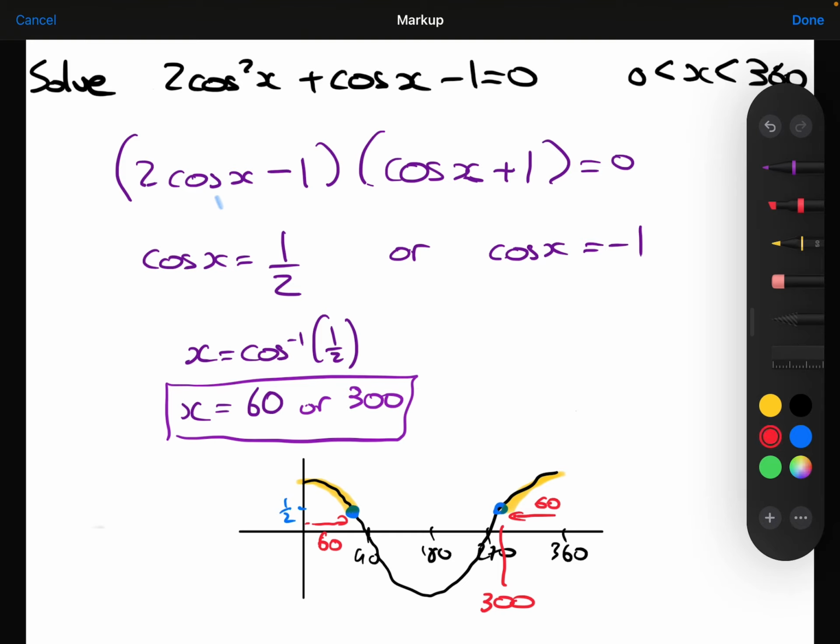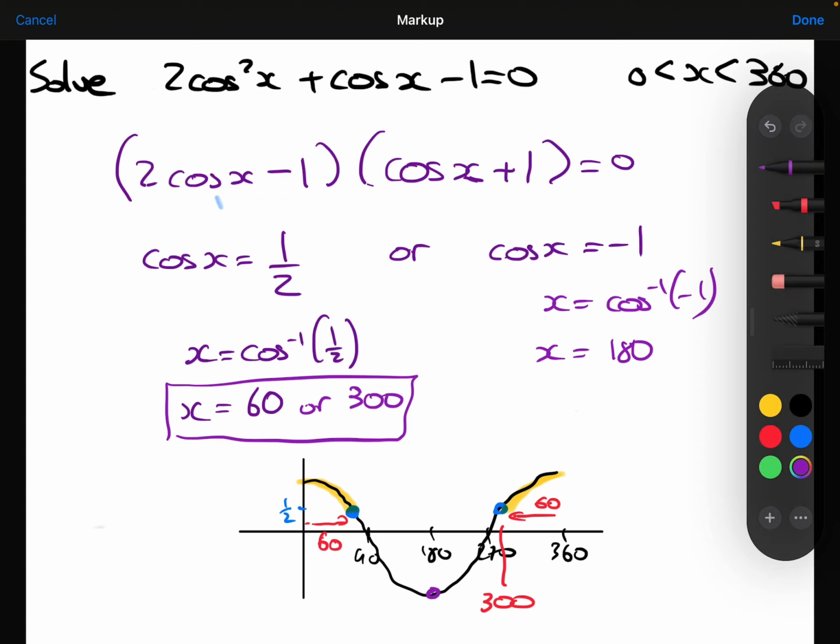I now need to remember that I've not finished. There's this other solution where cos x equals minus 1. So if I do cos inverse of minus 1, we'll get 180. And looking at my graph, there is only one answer where it equals minus 1. It's just the 180. That's the only answer between 0 and 360 where the cos graph equals minus 1. And that's it. That's how we can solve simple trigonometric equations using the symmetries of the graphs.